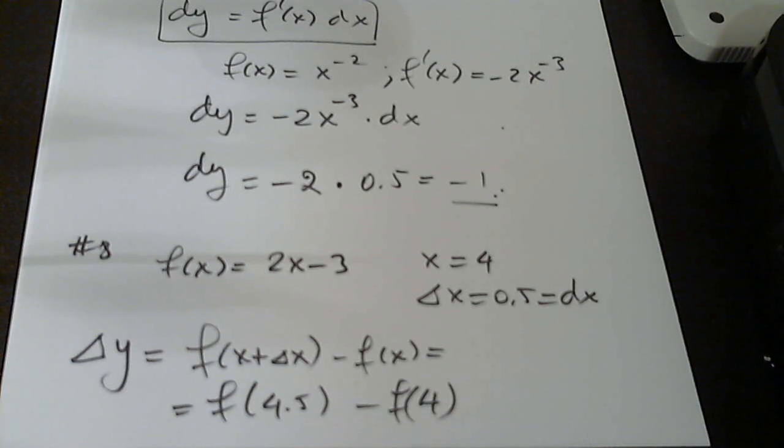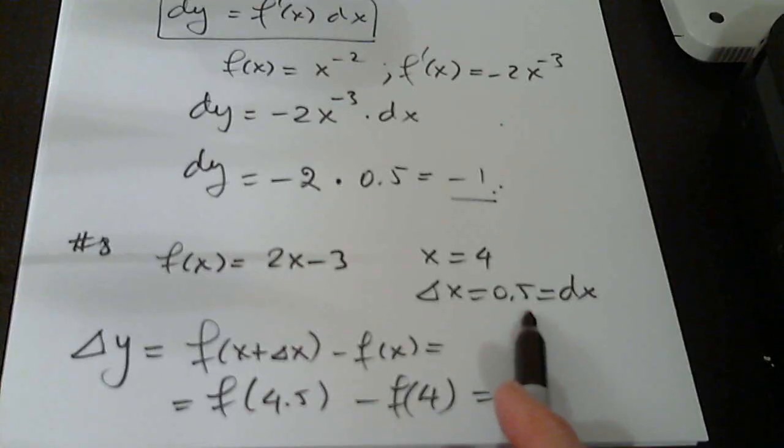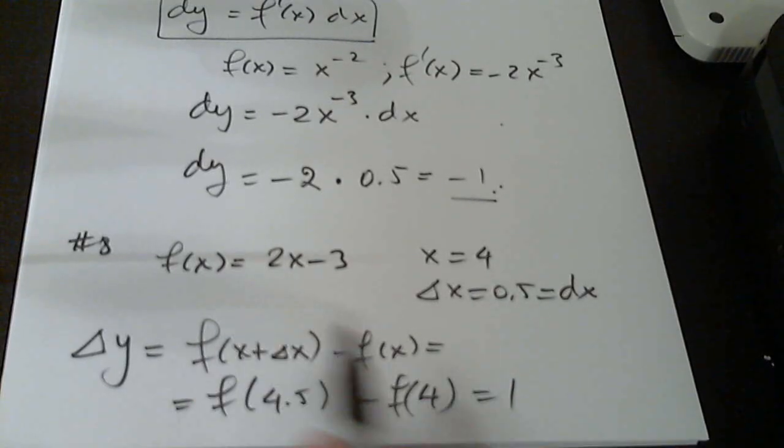So in the calculator, I would have 2 times 4.5. I don't need a calculator for that. Okay. And then minus f of 4. 4 times 2 is 8. 8 minus 3 is 5. Okay, so it appears that the exact error triggered by 0.5 error on x in this function is 1.